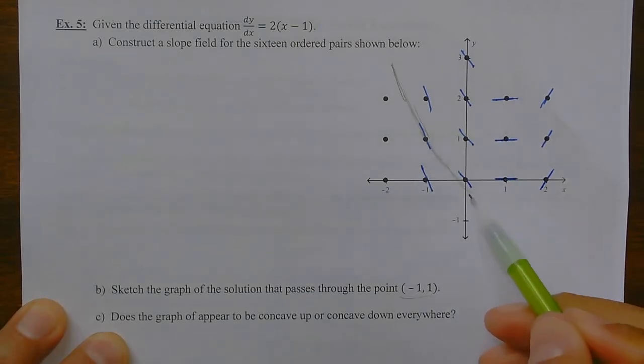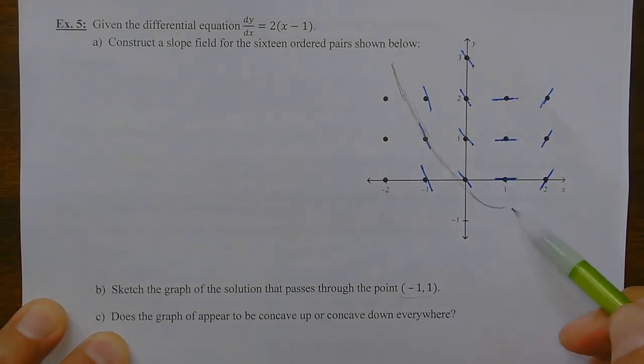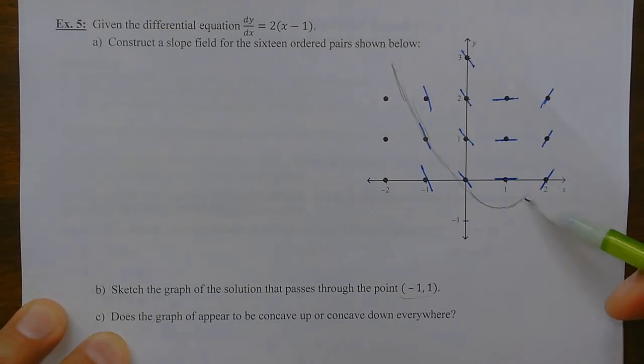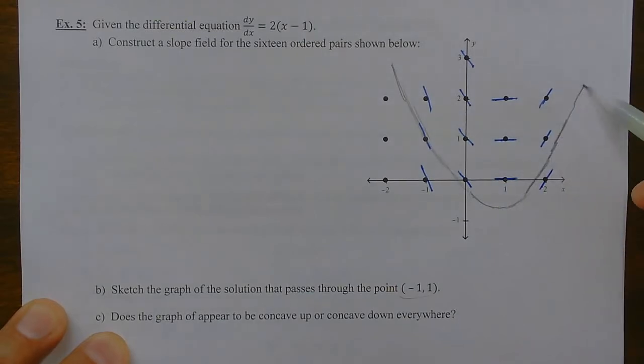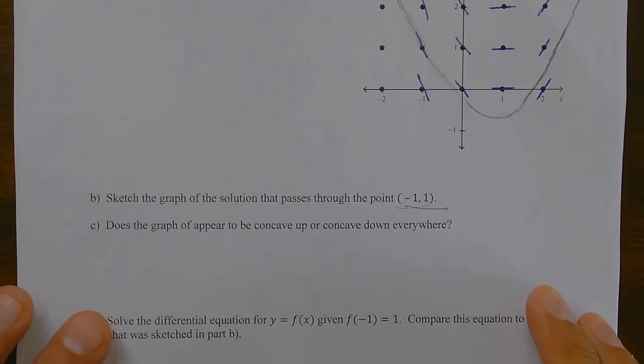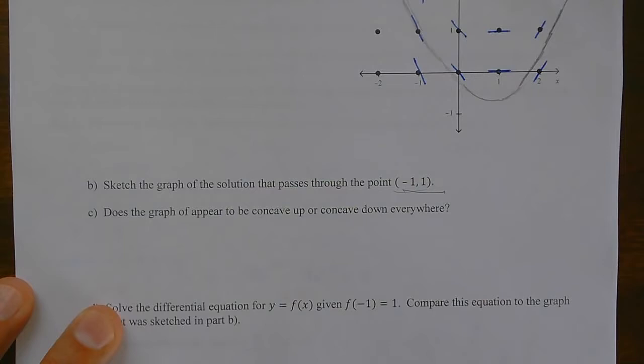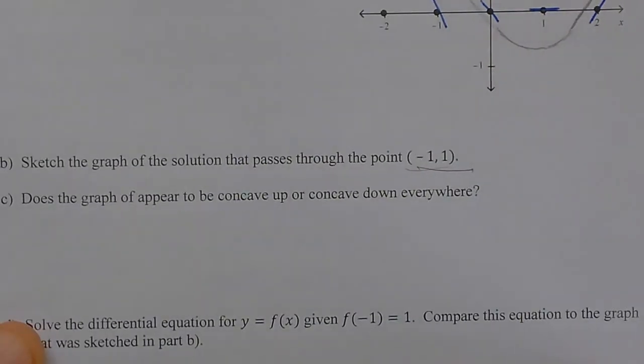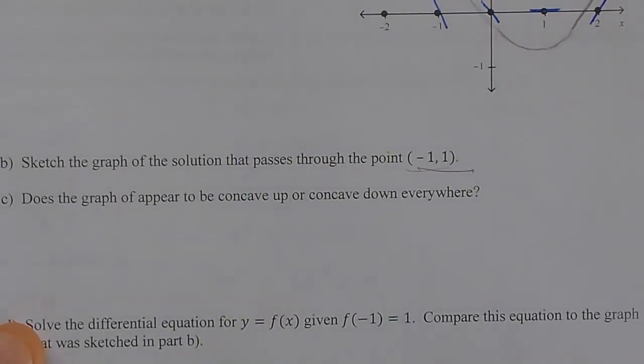Next one, part C is asking, does the graph appear to be concave up or concave down? So way back a long time ago, chapter 3, we talked about concavity. Looking at that graph, it looks like it is concave upward.